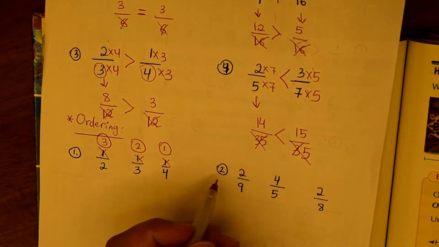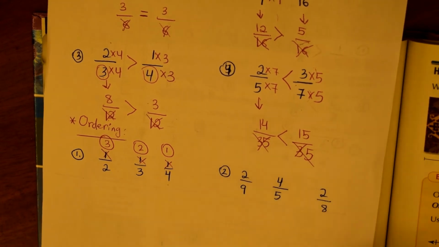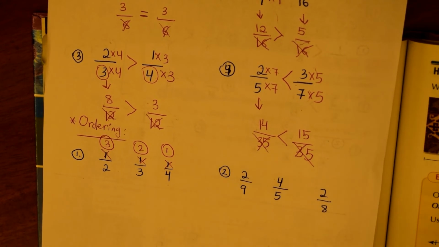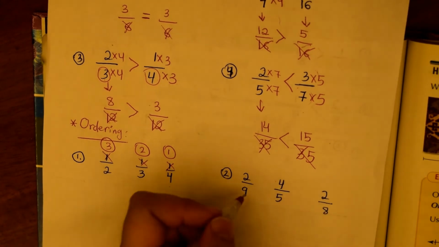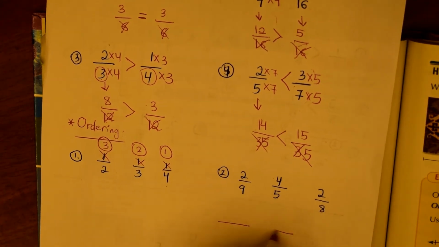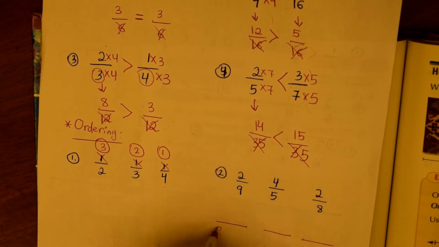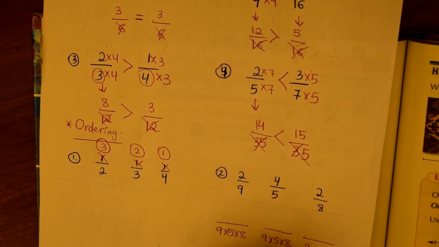Now for example number 2, I have 2 over 9, 4 over 5, 2 over 8. I don't have here any common denominator, so I have to make common denominators. But in this case I have 3 fractions, so what I will do here, I must have in all denominators the multiple of 9, 5 and 8. So I must have 9 times 5 times 8 in each denominator.